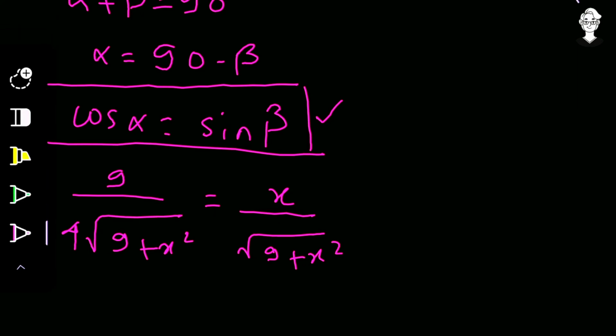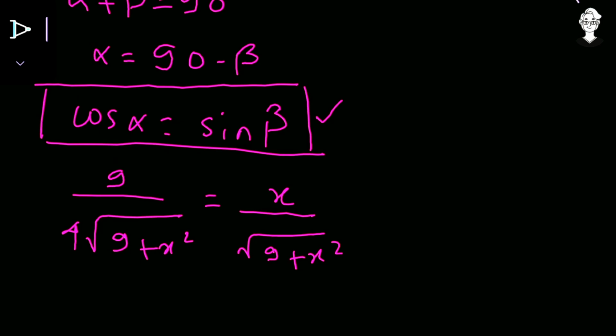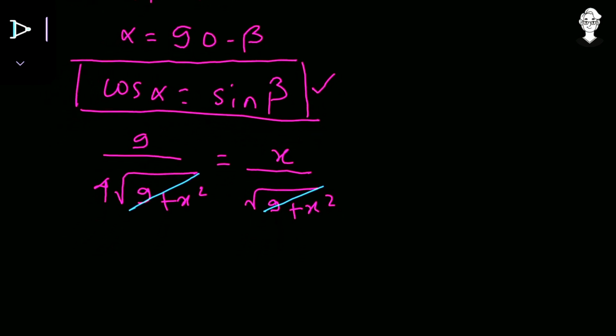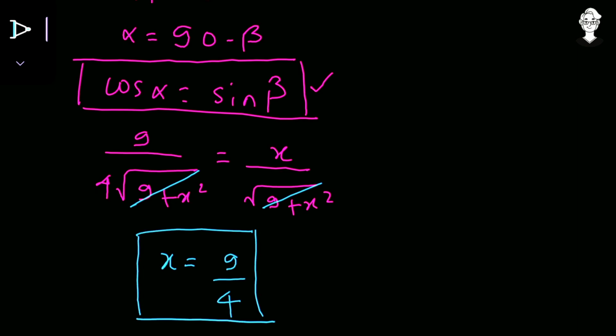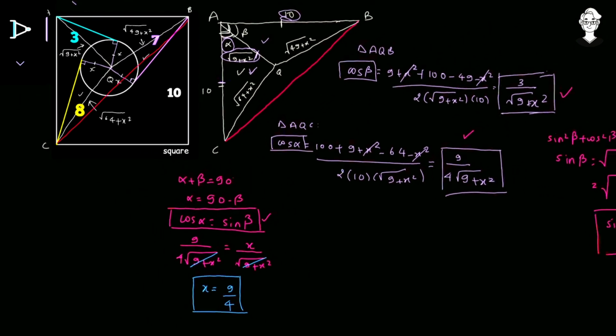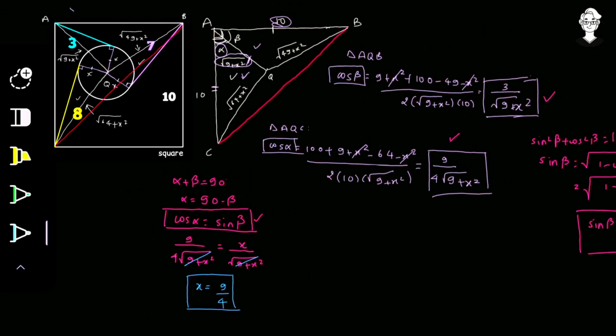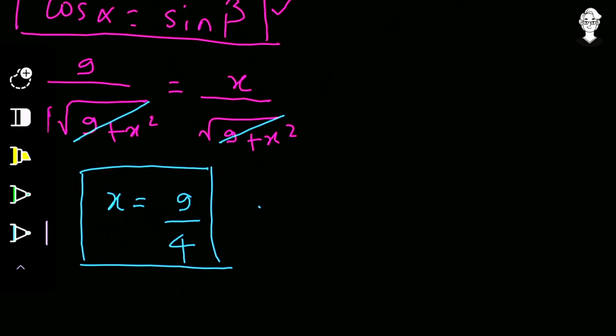Now from both sides you can clearly see that something is going to be cancelled, and that is square root of 9 plus x square. So what remains is only single times x, and that is equal to 9 upon 4, and that's our answer. That value of x, which is considered as the radius of this circle, is equal to 9 upon 4, and as a decimal value it will be 2.25. Yes, 2.25.